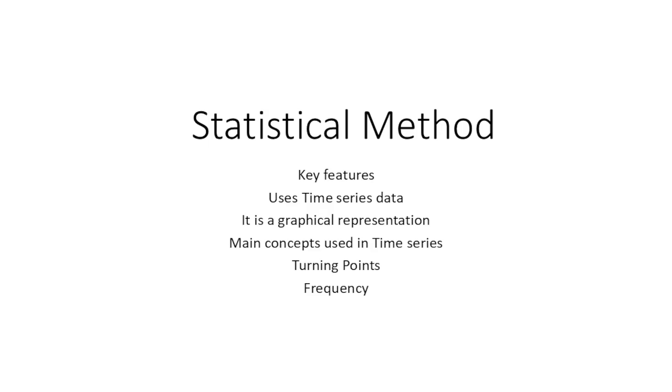What is time series data? It is an ordered sequence of values available at equal time intervals. The data is collected over a period of time, and it is picked at regular time intervals, maybe daily, weekly, or monthly. What are the key features of this time series? The trend projection method mainly uses the time series data.